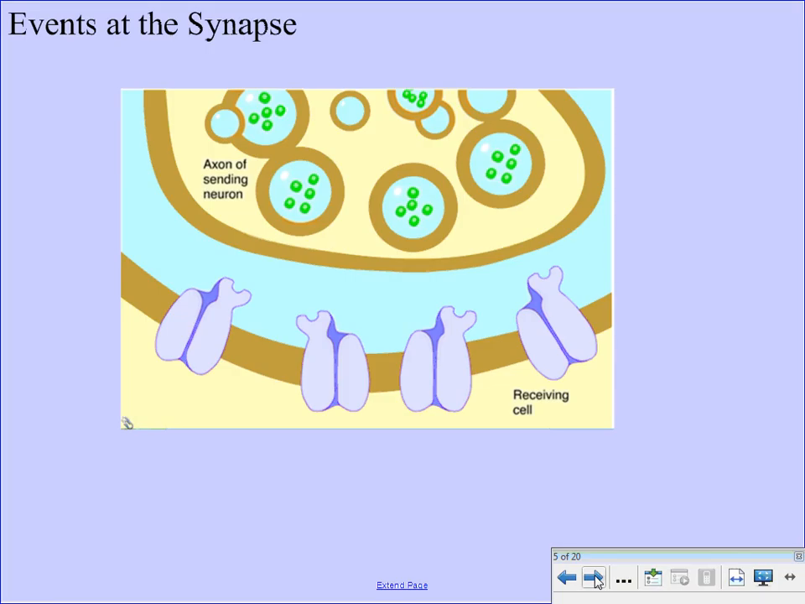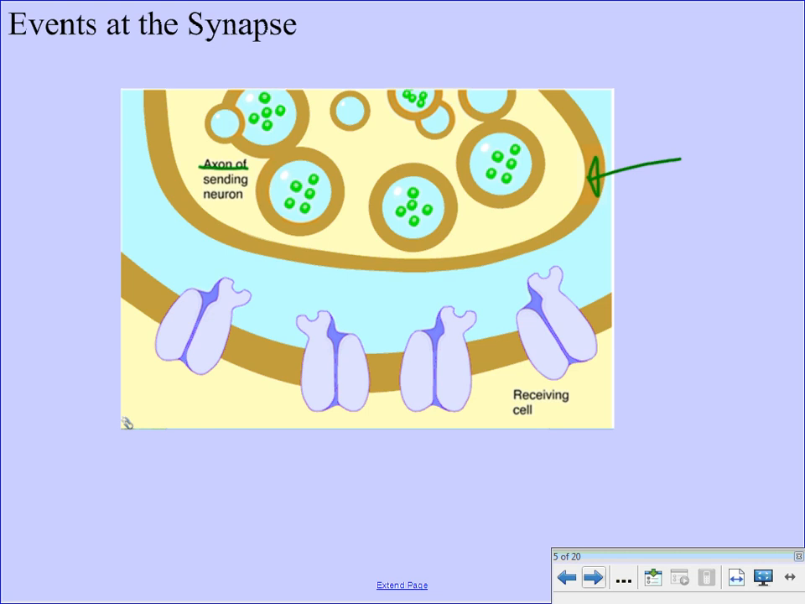So a couple of nice pictures that I'll show you on the next two slides are showing the events at the synapse, and you should be able to take a look at a picture like this and label the different structures that we have here. At the top, we have the presynaptic neuron and the presynaptic membrane. This is the axon terminal.